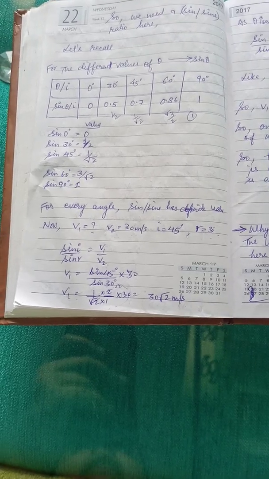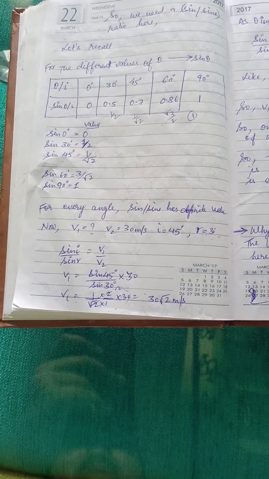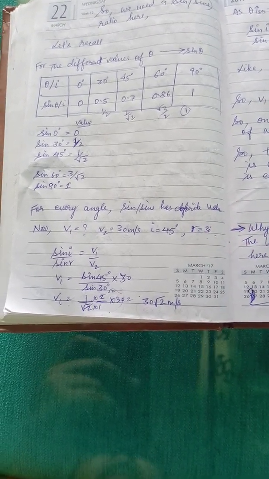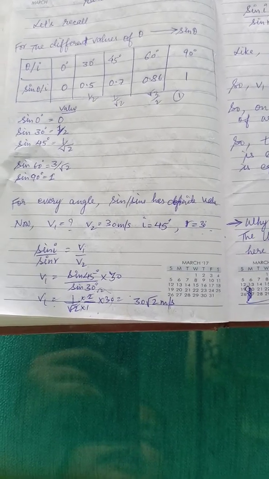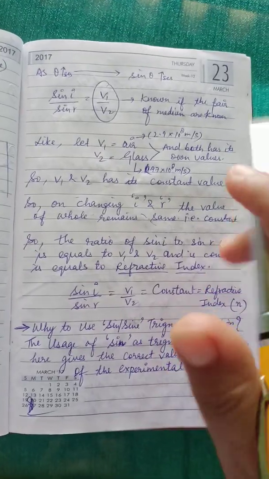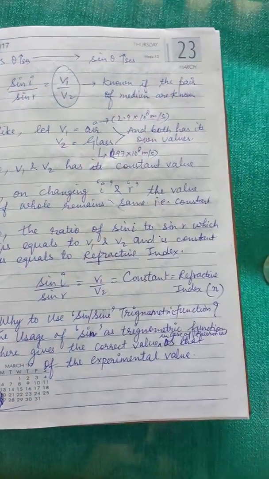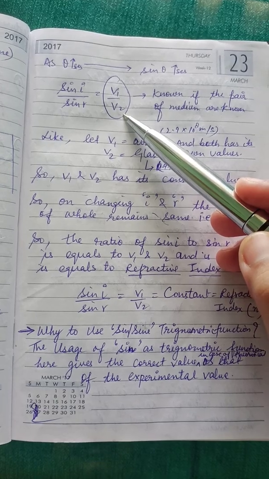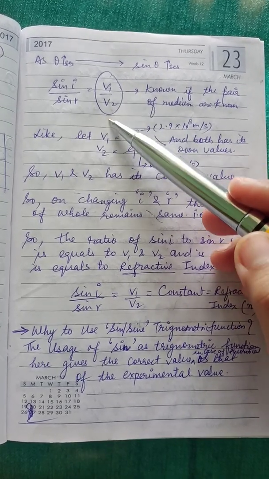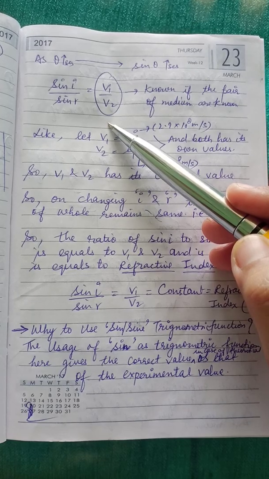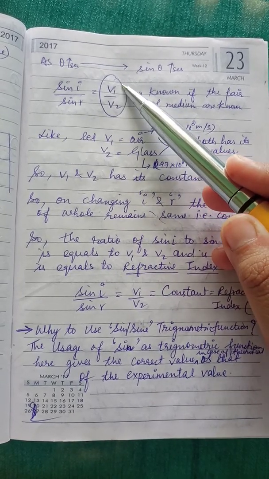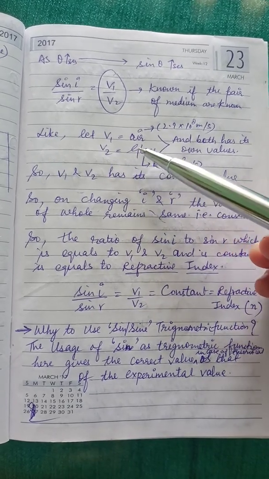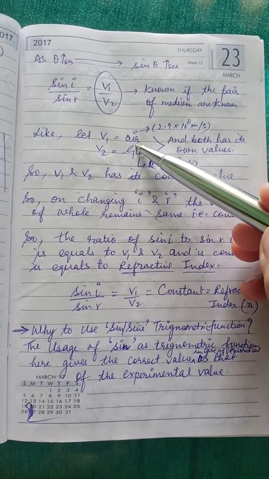So second law states what? The trigonometric function sine i to sine r is equal to the velocity of light in medium 1 to the velocity of light in medium 2. Now students, as theta increases, sine theta also increases. So sine i upon sine r is equal to v1 upon v2. If v1 and v2 are the known pairs of medium, known pairs means what? The medium you know very well, like if I am saying v1 is the medium of air, whereas v2 is the medium of glass.